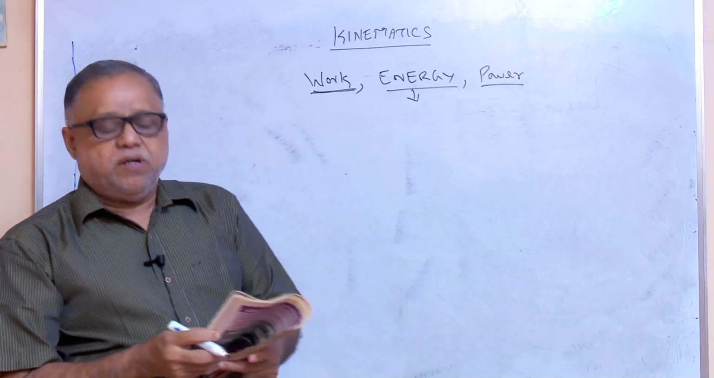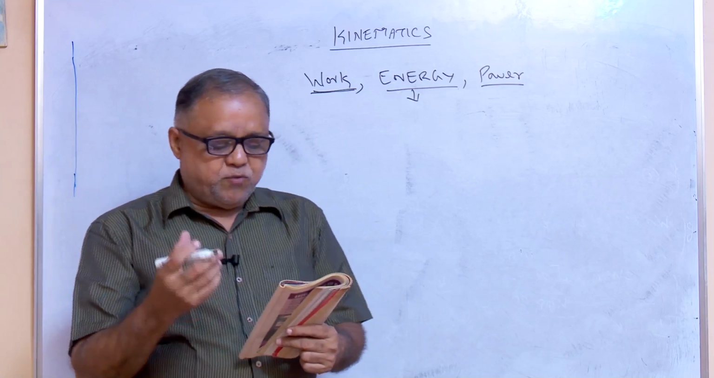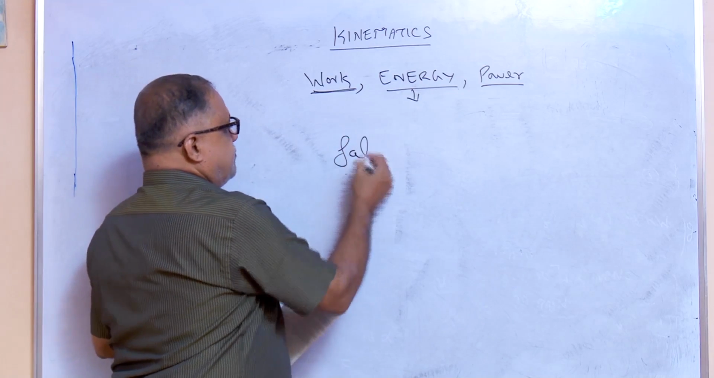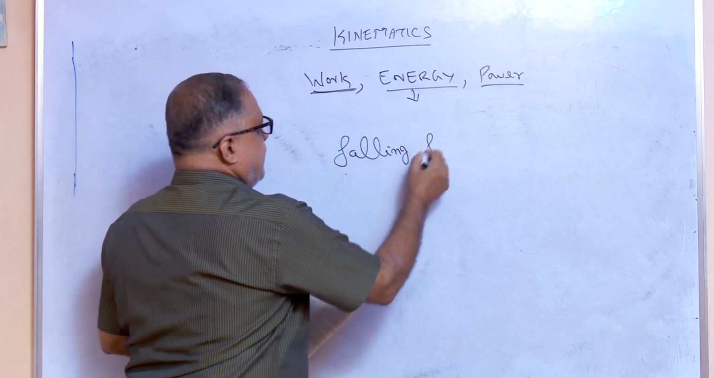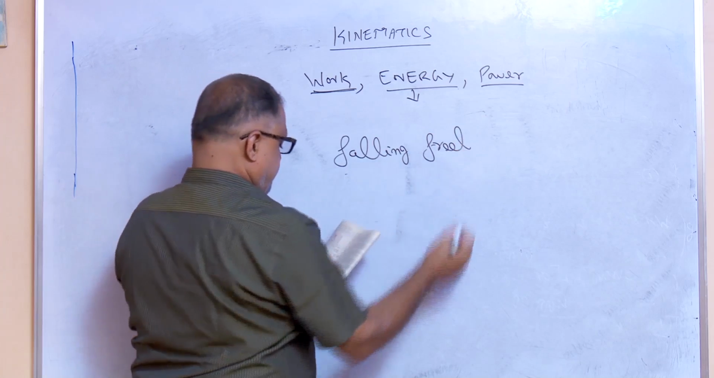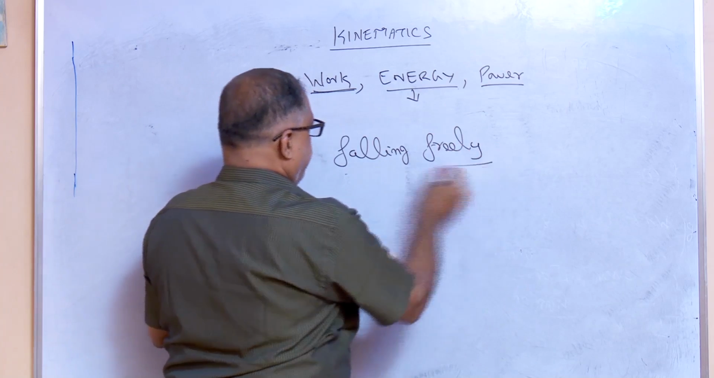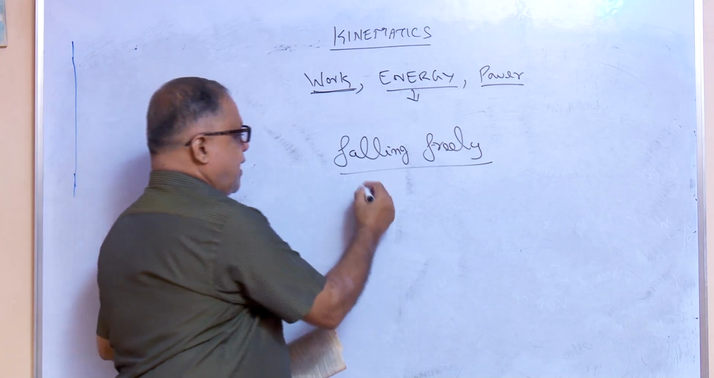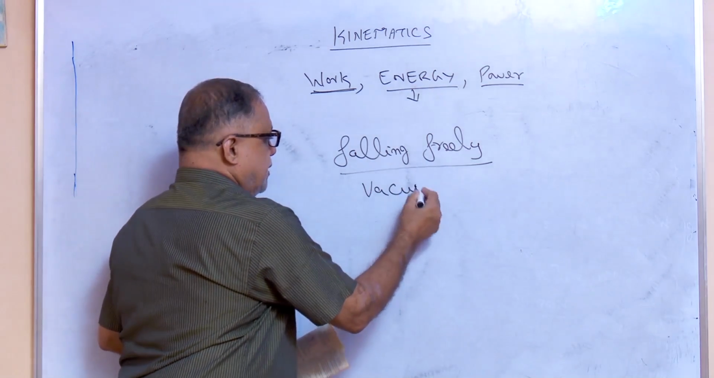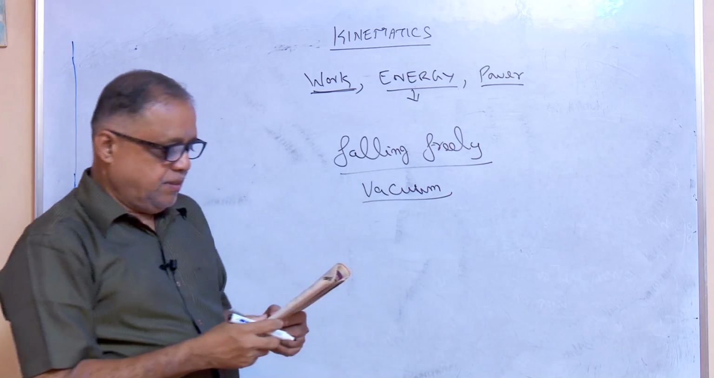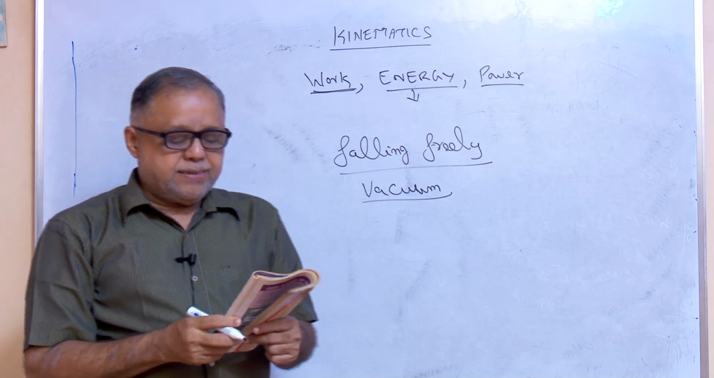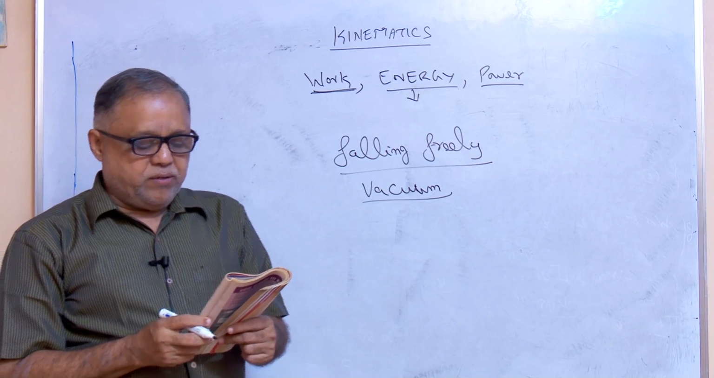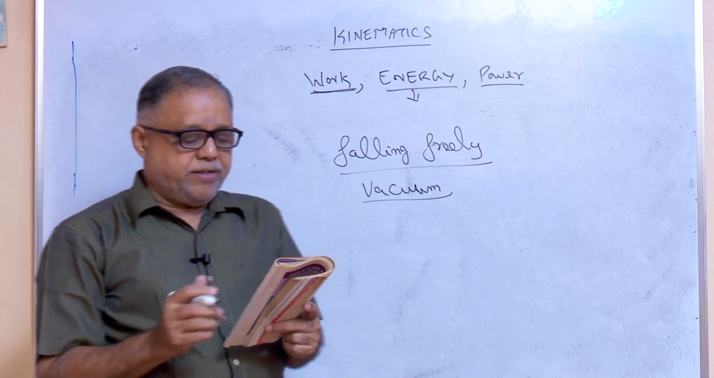There is a problem of presence of mind. An object is falling freely under the action of gravity. Falling freely, that is very, very important. Under the action of gravity alone, in vacuum. In vacuum, that is also another condition. Which of the following quantities remain constant during the fall? That is the question here.